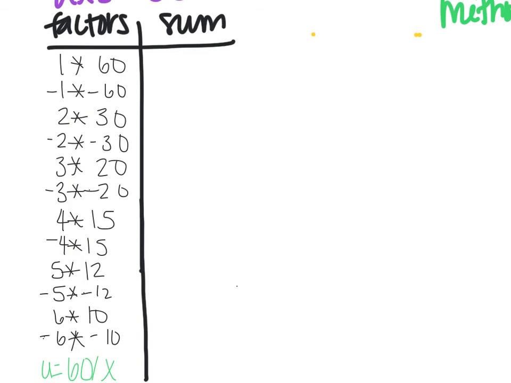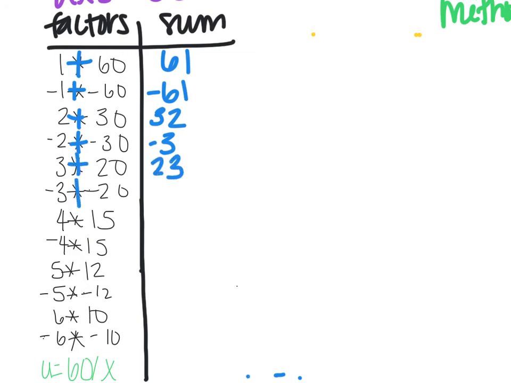So now if I start finding my sums, well, I'm adding these together. So 1 plus 60 is 61. Negative 1 plus negative 60 is negative 61. 2 plus 30 is 32. Negative 2 plus negative 30 is negative 32. 3 plus 20 is 23. Negative 3 plus negative 20 is negative 23. 4 plus 15 is 19.